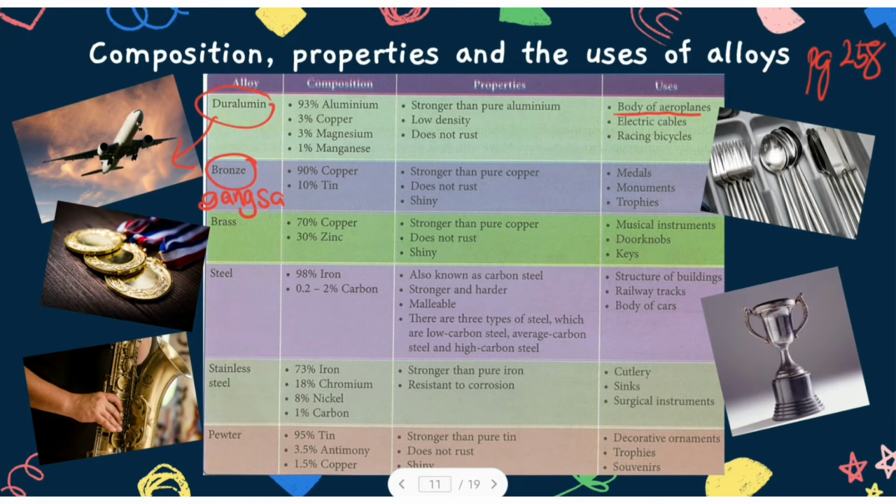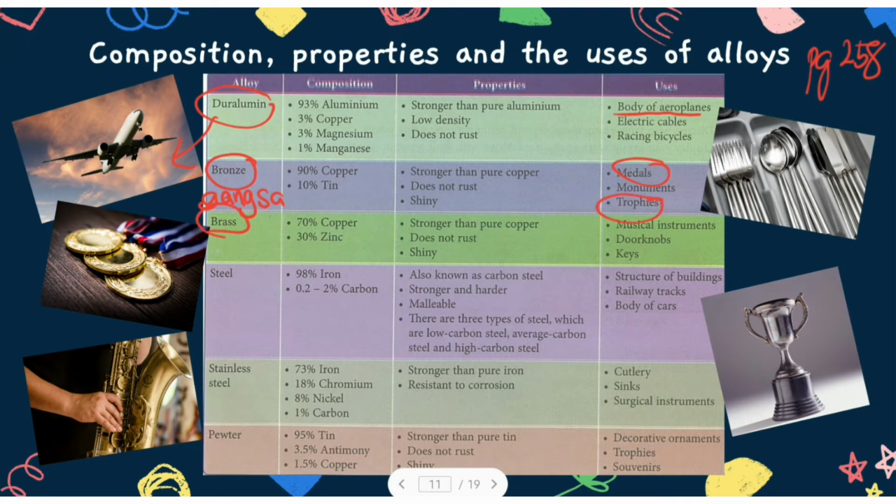Bronze is made of 90% of copper and 10% of tin, stannum. Stronger than pure copper, does not rust and shiny. So you usually see medals, trophies are made from bronze.